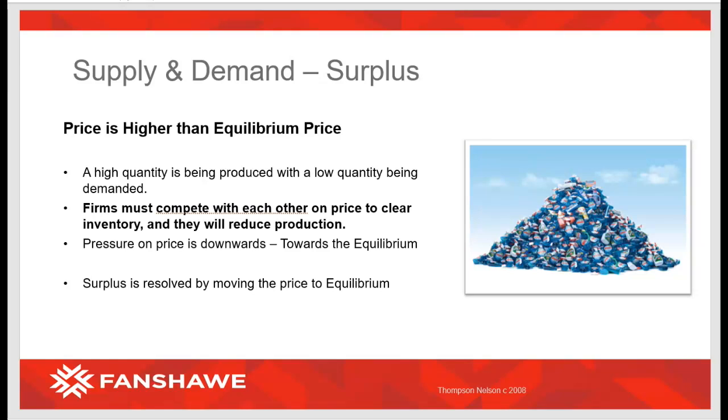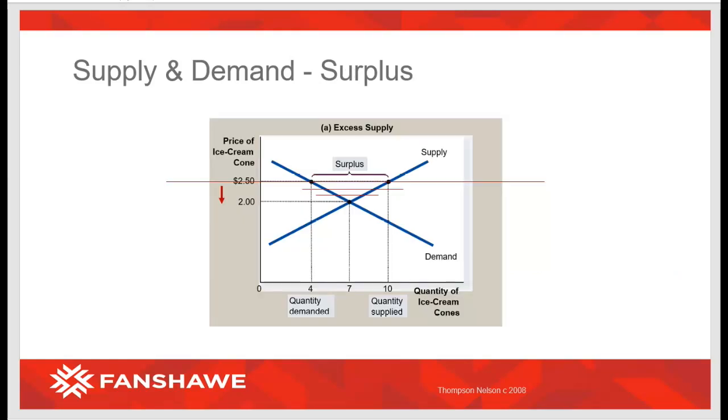So on the one hand, we're making all these goods and putting them on the shelves, but then nobody is buying them, right? And what will happen in this circumstance is that we will see pressure on the price to go down. The only way to resolve this surplus is to decrease the price and move back into equilibrium.